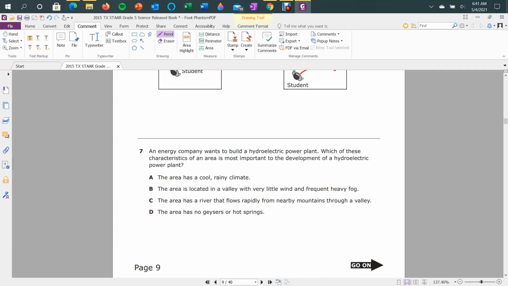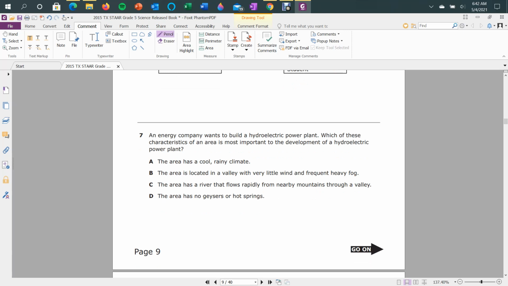An energy company wants to build a hydroelectric power plant. Which of these characteristics of an area is most important to develop a hydroelectric power plant? You don't really get this too much anymore because this is talking about alternative energy. But remember, a hydroelectric plant is a plant that uses water, which is what hydro means, right? And we know what electric is. That means electrical energy. So it's electrical energy made from water.